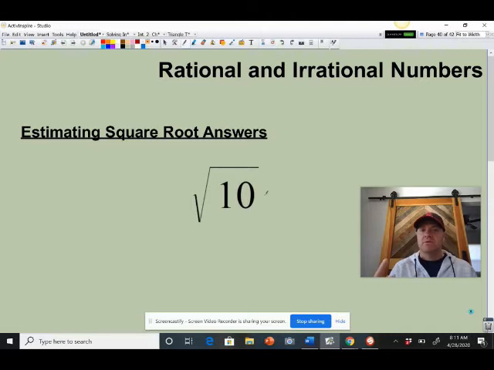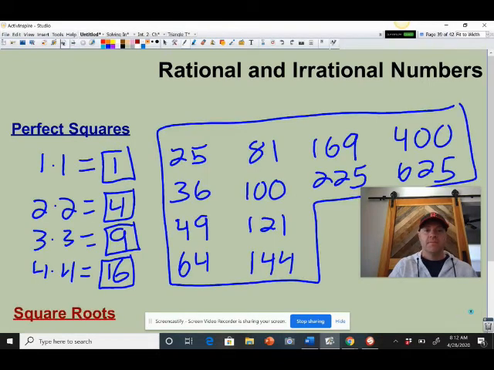Well, it's not 2 times 2, that's 4. It's not 3 times 3, that's 9. It's not 4 times 4, that's 16. So it's got to be somewhere in between those. So here's how we're going to estimate this. We're going to look at our list of perfect squares, and we're going to find the perfect square that is above 10 and below 10. So we're going to look at our list right here.